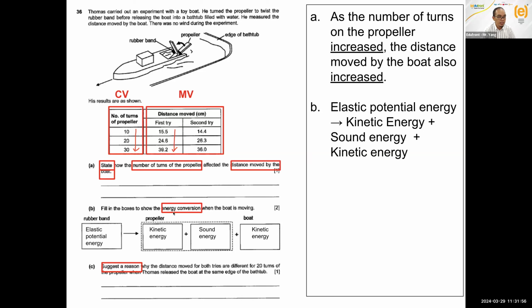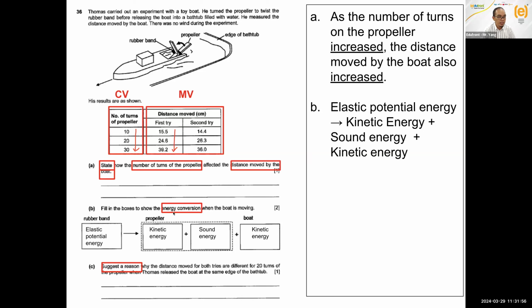Okay, now let's take a look at part C. Suggest a reason why the distance moved for both tries are different for 20 turns. So you can see here, they're asking you why for the first try it is 24.6, and for the second try, 26.3. Let's link part C to part B, right? In the second try, the distance moved is more, right? So distance moved more means what? That means the boat has more kinetic energy. So you can see I'm linking part C to part B.